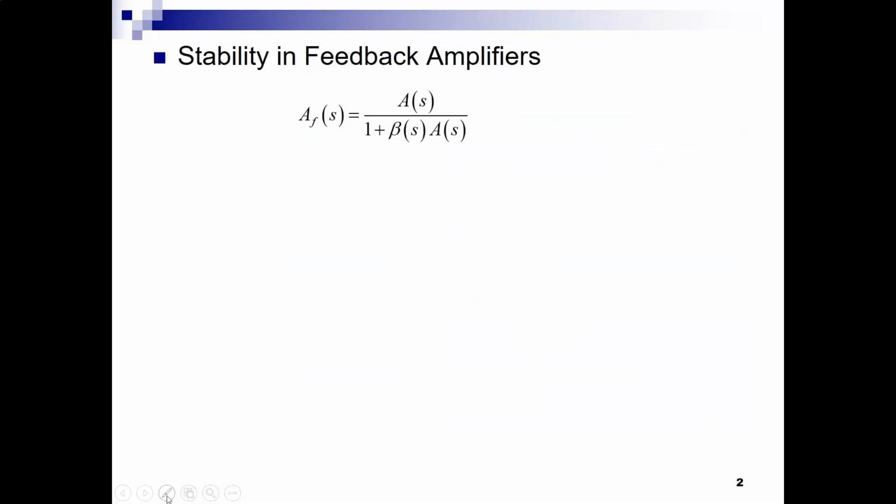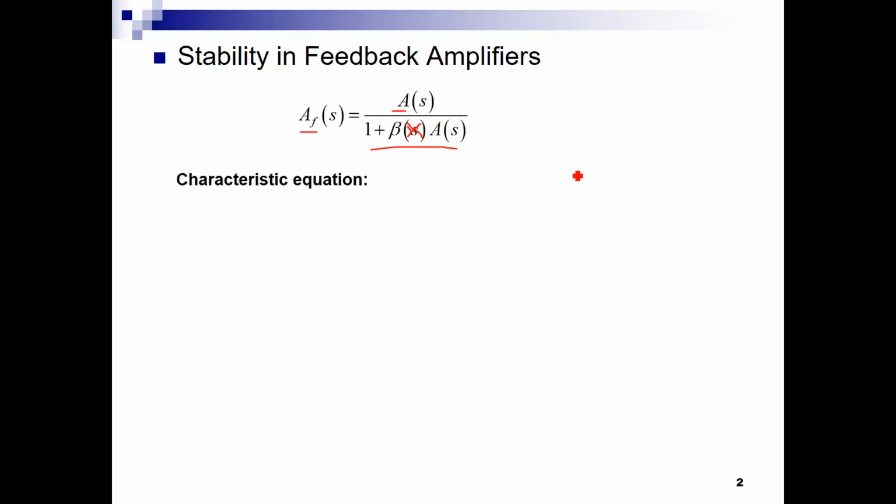What we said before is that we know that AF is equal to A over 1 plus A beta. For now, for this course, we will assume that beta is a constant, a simple network that doesn't have capacitance. It's comprised maybe only of resistors, or we will ignore its capacitor values. And the A blocks that we saw, like the common source with capacitors, the feedback amplifier has a transfer function A of S. Okay.